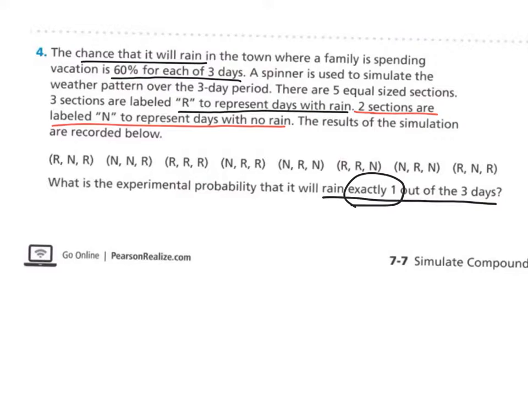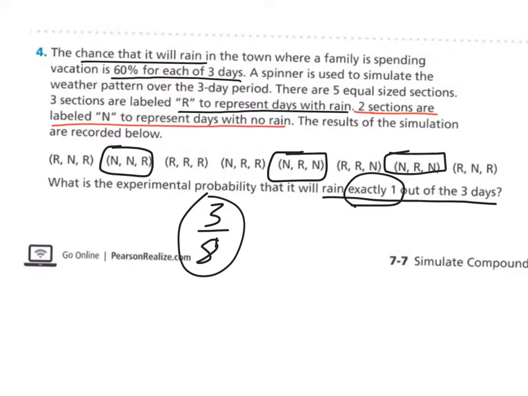So exactly 1 out of the 3 days with rain. So raining exactly 1 out of the 3, we only want 1 R. So NNR, we got an NRN, we got another NRN. So that would be 3 out of 8. So we got a 3/8 chance of that happening. A little less than half.